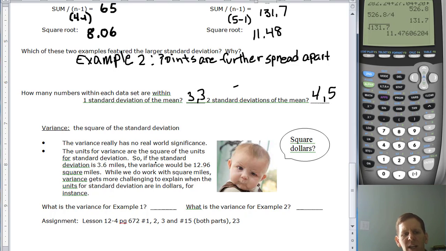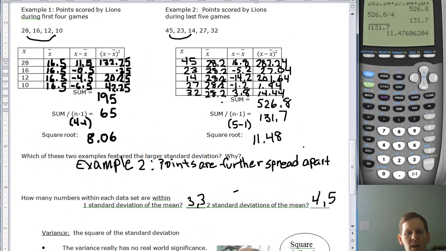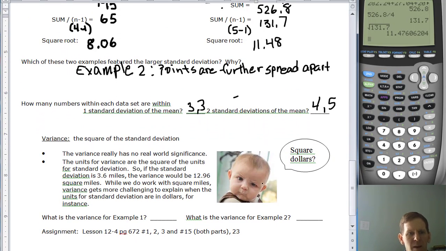So if you got a standard deviation, for example, of 3.6 miles, we would say the variance would be 12.96 square miles. While there are places in math where we do work with square miles, variance gets more challenging to explain when the units for standard deviation are in dollars, for instance. So I say square dollars, what does that mean? Even in this example here with points, if we squared these numbers, we would get something like squared points. What does that mean?